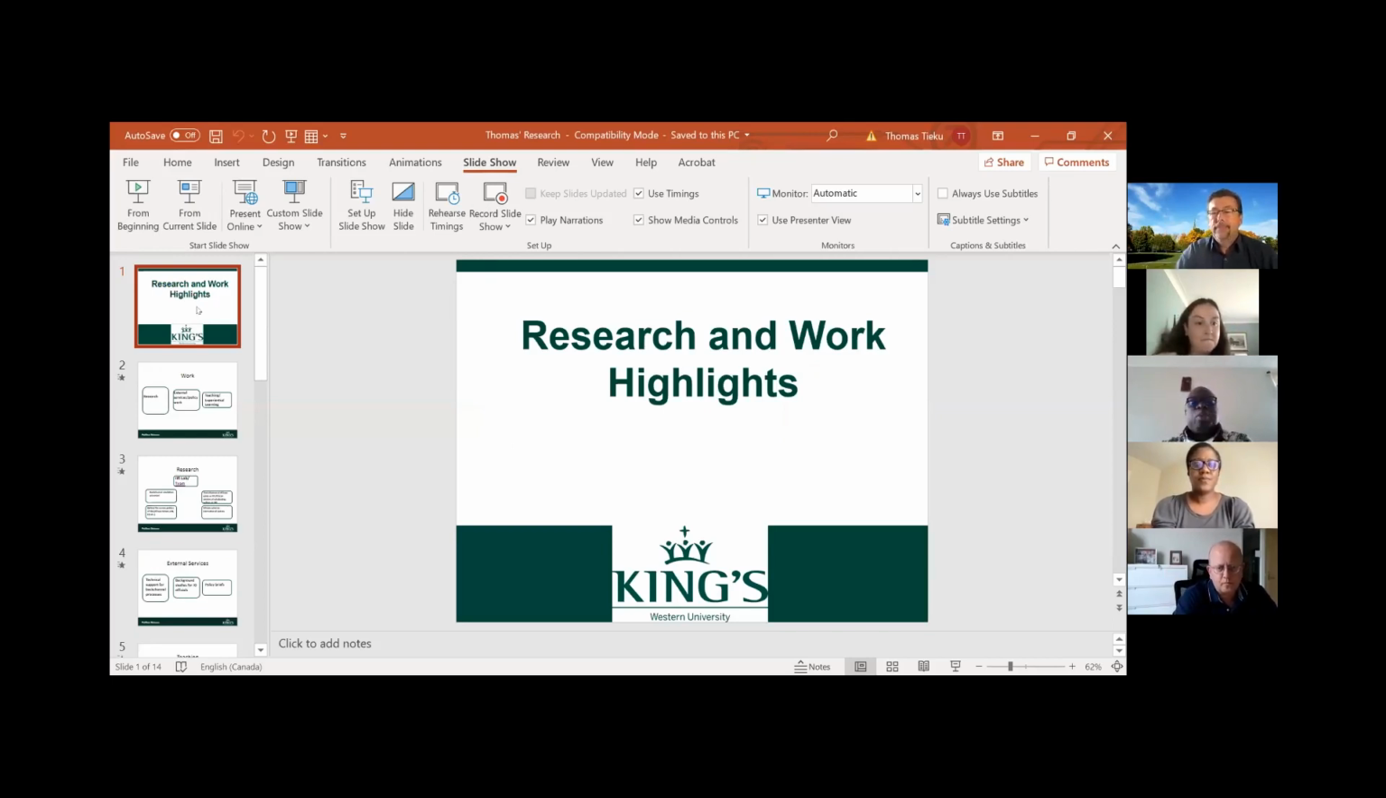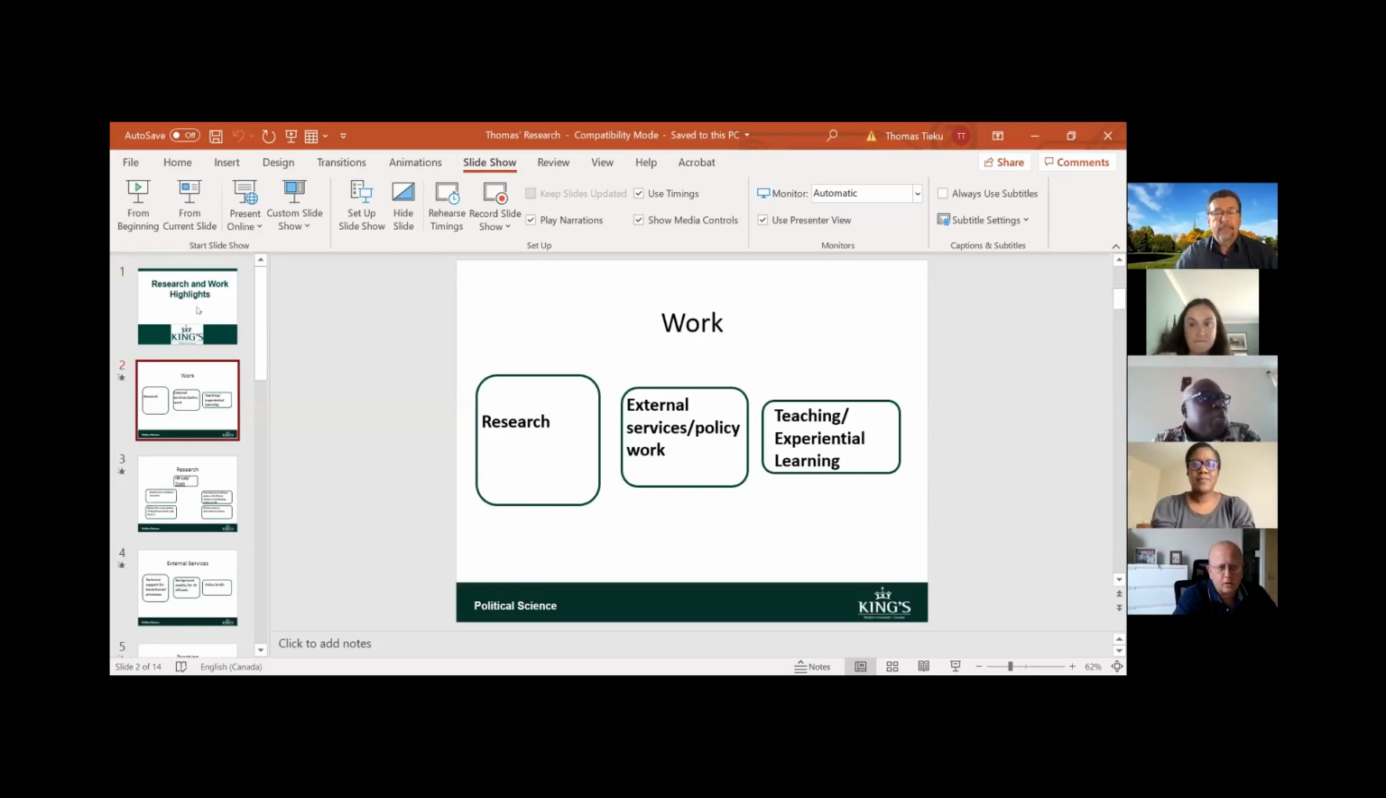So the first thing I'm going to do, bearing in mind the audience, is touch a bit on my research, the external work that I do that feeds into policy. I don't know about others, but in political science it's normal to have one feed within the academy and the other feeding into the policy making world. And then I'm going to touch a little bit on experiential learning.